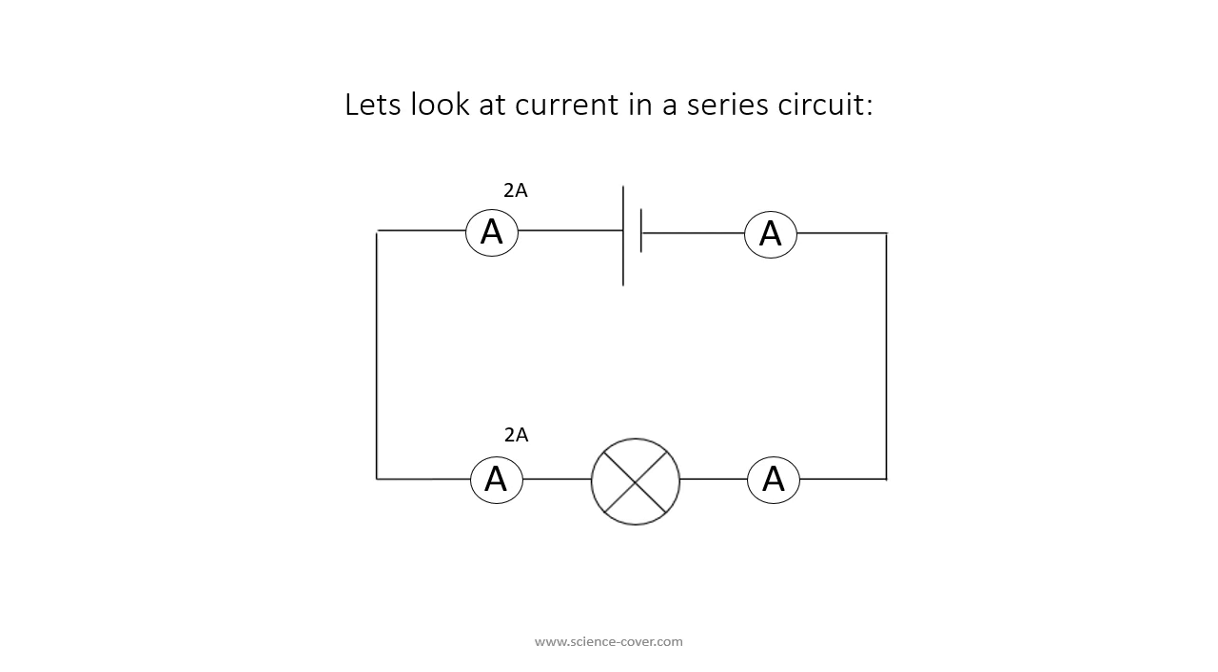So the electrons themselves are not used up by the bulb, which means that they're going to pass out the other side of the bulb as well. So we're still going to have a 2 amp current entering the bulb and leaving the bulb because the electrons are not used up. And so this 2 amps is going to carry on traveling through the wire. It's going to reach our 4th ammeter, still 2 amp current, and then it will return to the cell. So all through this series circuit, we have the same current, which in this case is 2 amps.